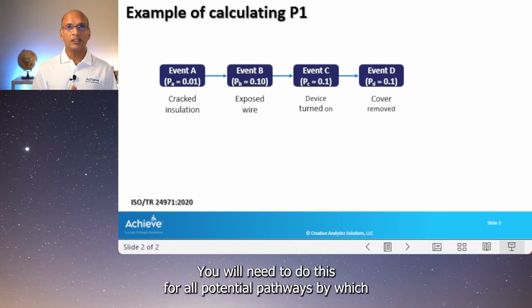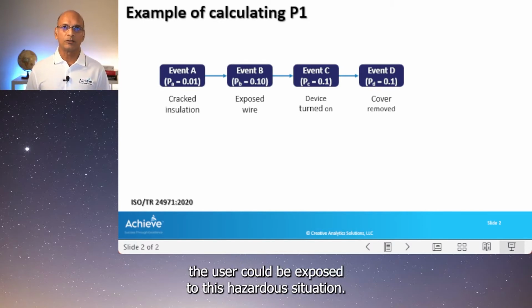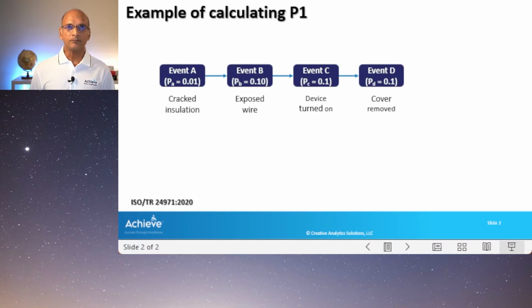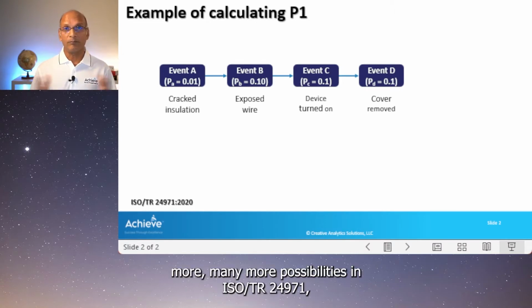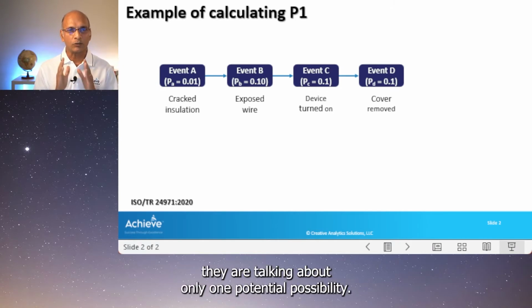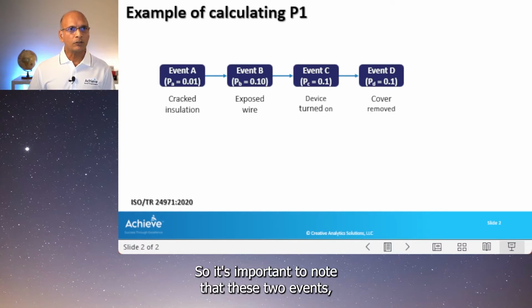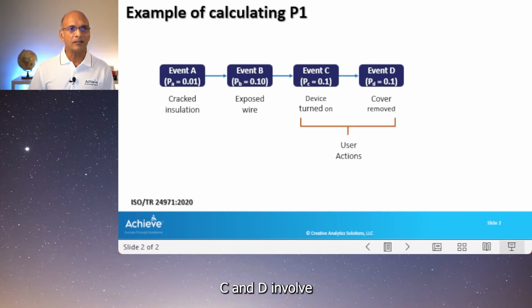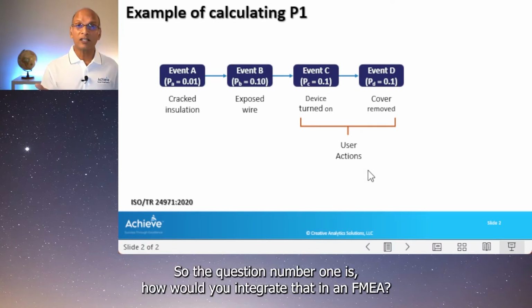You will need to do this for all potential pathways by which the user could be exposed to this hazardous situation. So there may be many more possibilities. In ISO TR 24971, they are talking about only one potential possibility. It's important to note that these two events, C and D, involve user actions. So the question number one is, how would you integrate that in an FMEA?